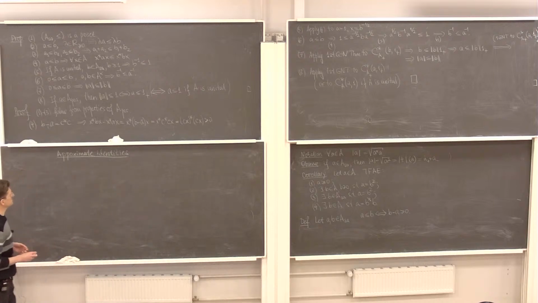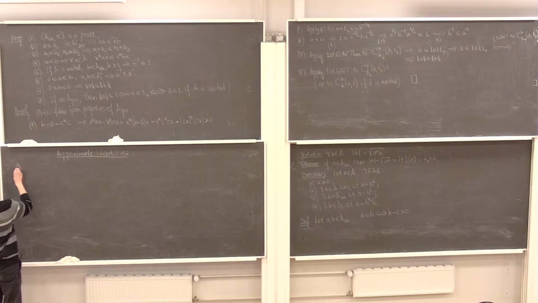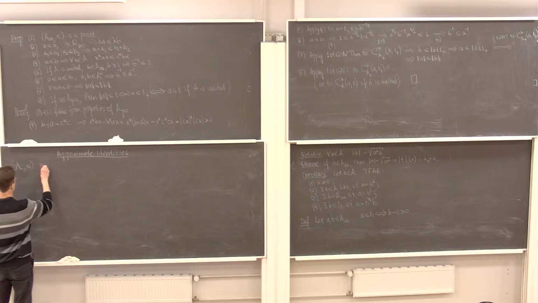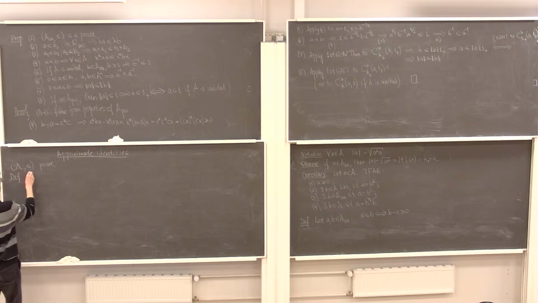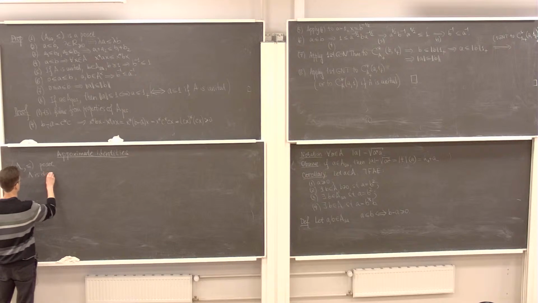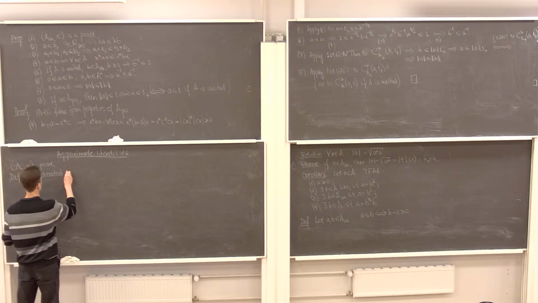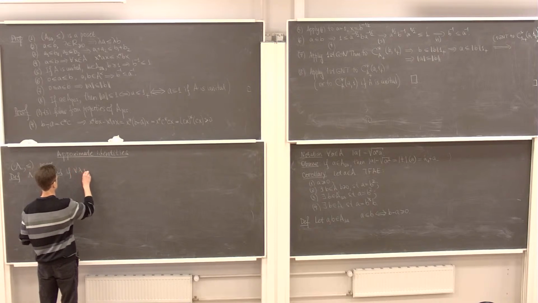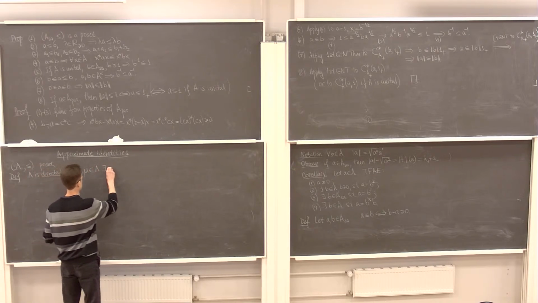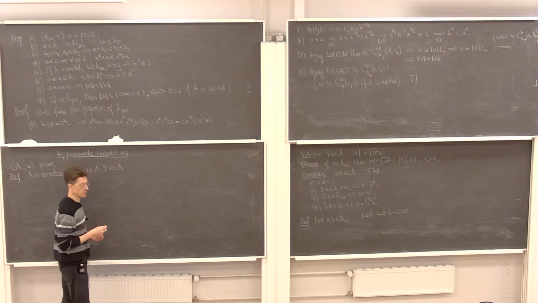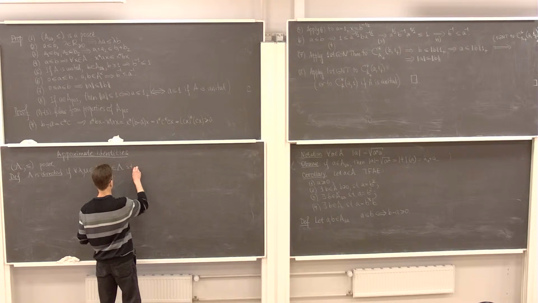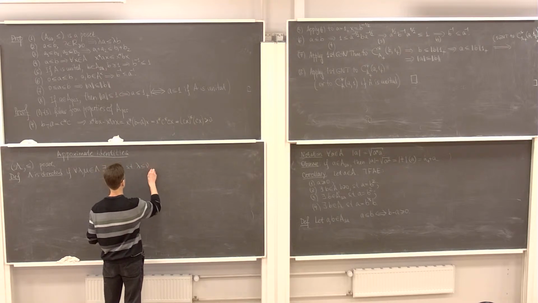Before we define approximate identities, let me say a few words about nets in topological spaces. Suppose that we have a partially ordered set, Lambda, a poset. Let's recall the following definition. We say that Lambda is directed if for any two elements lambda and mu in the set, there exists another element nu which dominates both lambda and mu, such that the following two inequalities hold.